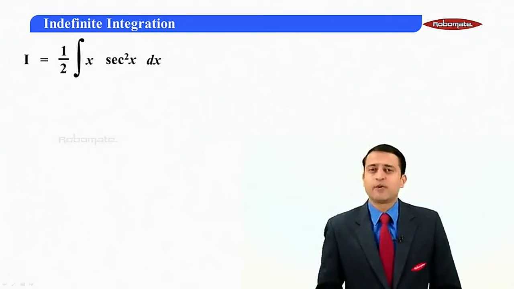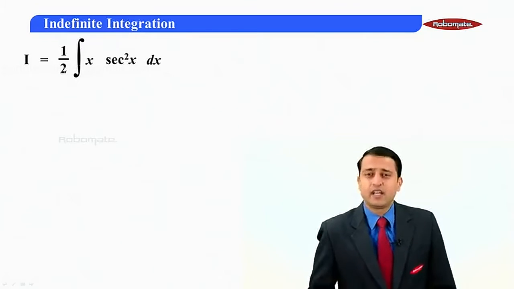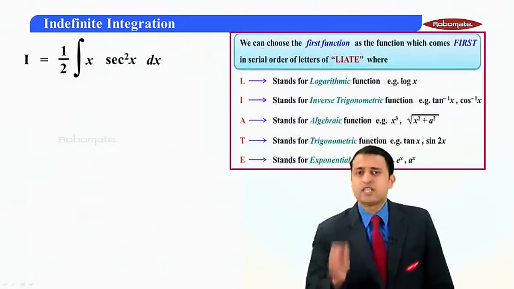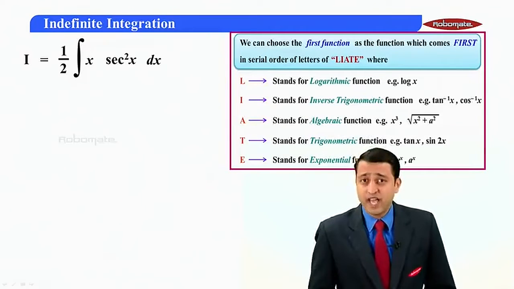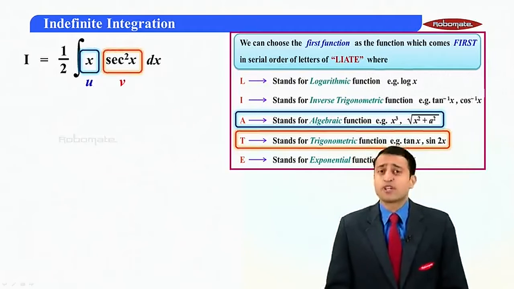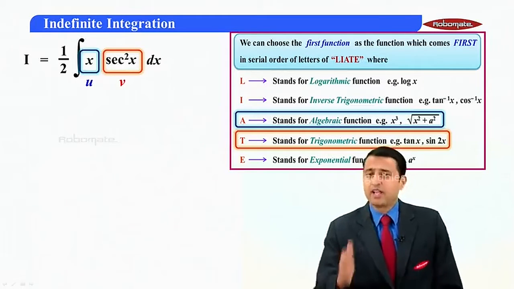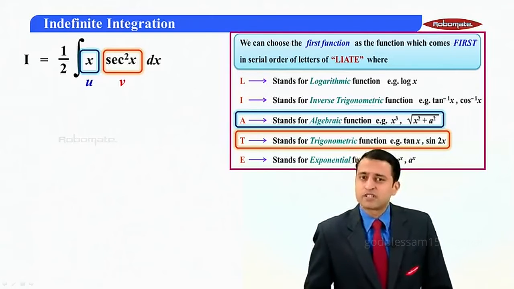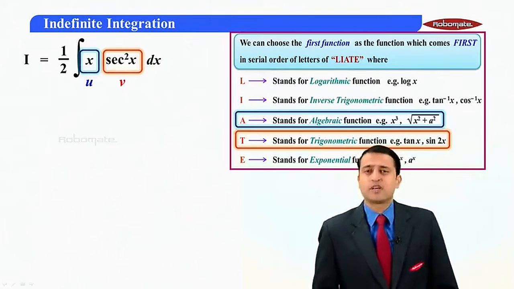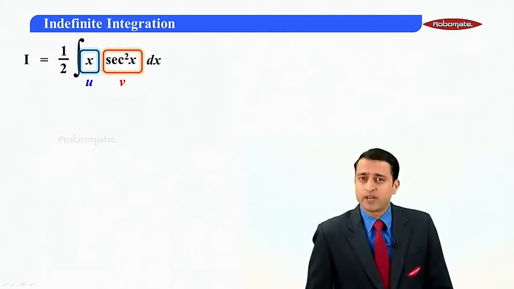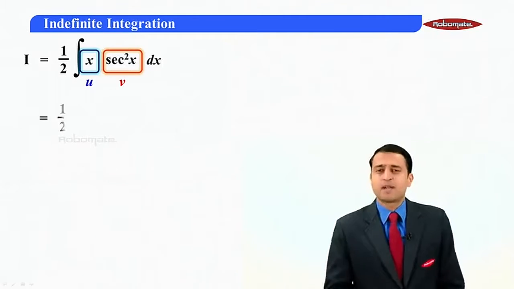Now for me to apply u into v rule, let's see in detail which one is u and which one is v and why. So let's see the list of functions which we have. So x belongs to the algebraic category and sec square x belongs to the trigonometric category, and if you understand that as per the LIATE rule, x comes first, so that is taken as u, and sec square comes later, so that is taken as v. Now once we have identified what is u, what is v, let's apply the rule.